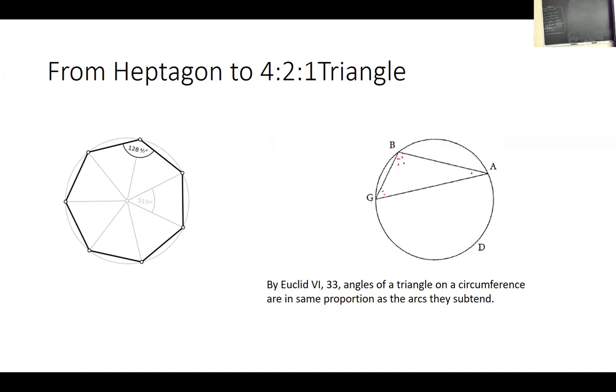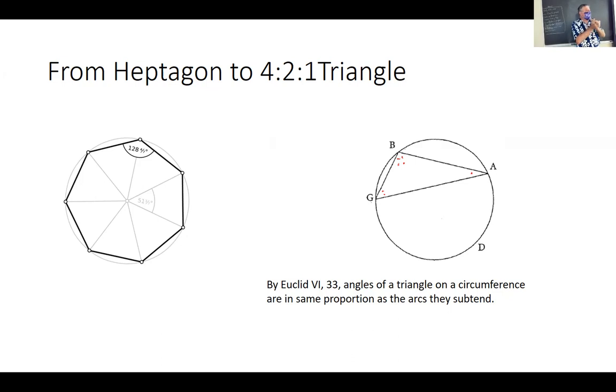So here, for example, this arc AG is 4/7 of the circle. So that arc subtends 4/7 of the circle, so this angle here must be 4/7 of the angle in the triangle. This is 2/7, so this is 2 of the angle, and this is 1/7, so this is 1. So we've got a triangle here where the ratio is 4 to 2 to 1. That's just what it is.